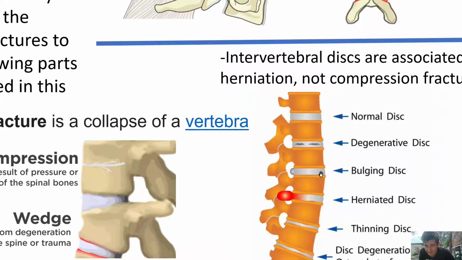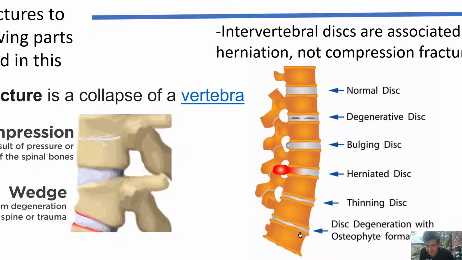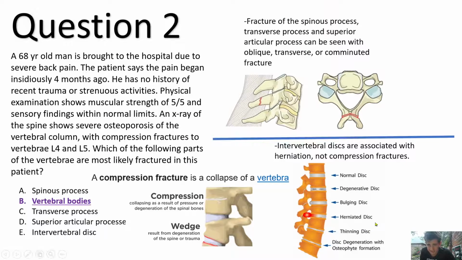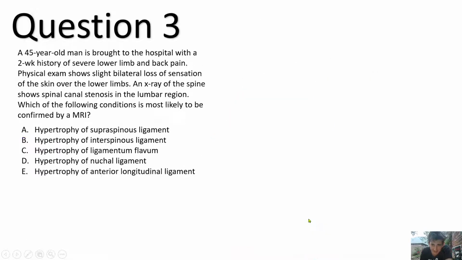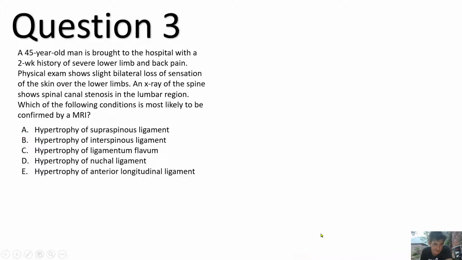We can see thinning disc, bulging disc, degenerative disc, which is the osteoporosis normal disc. And here's a disc with some problems, osteophyte formation. So that's that question. So hopefully we have that down, that when we have a compression fracture, we will be seeing fracture of the vertebral body. These other areas here can be fractured, but more like that, not compression related. And intervertebral disc, we don't see that being fractured. It's herniated, so it can bulge back or push back or whatever, herniate back.